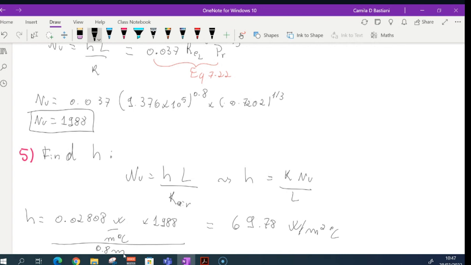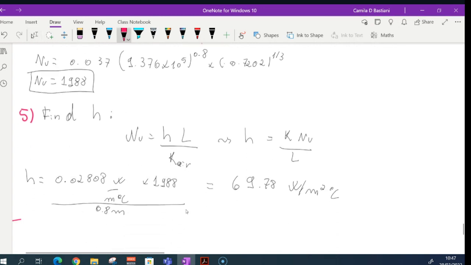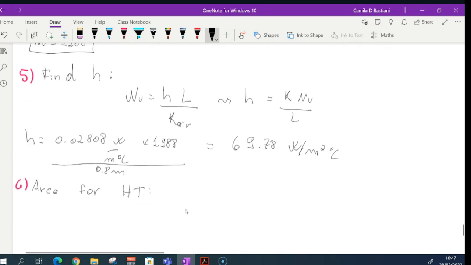Now we have the heat transfer coefficient. We need to find my area that's subject to heat transfer. So which area is subject to this airflow? My area of the surface is the bottom area, okay? This bottom area has sides of 0.8 and 0.4 meters. So my area of heat transfer is going to be 0.8 meters multiplied by 0.4 meters. That's 0.32 meters squared.